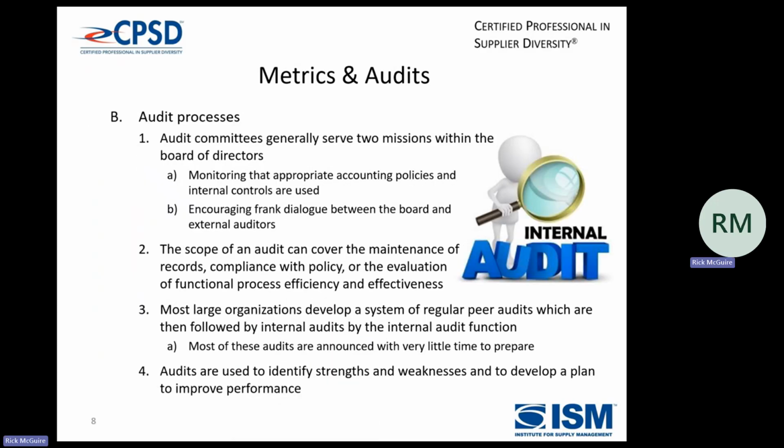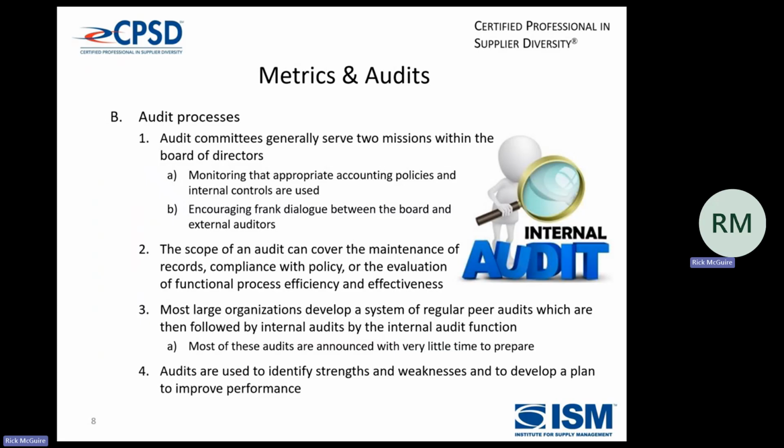Audit processes. Audit committees generally serve two missions with the board of directors. So we're talking about the board of directors here. Monitoring that appropriate accounting policies and internal controls are used, and encouraging frank dialogue between the board and the external auditors. So it's the board of directors' audit committee that appoints who's going to do the auditing of the corporation's financial statements. The scope of an audit can cover the maintenance of records, compliance with policy, or the evaluation of functional process efficiency and effectiveness.